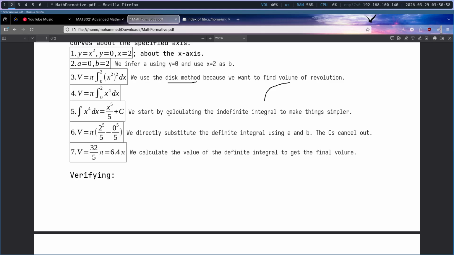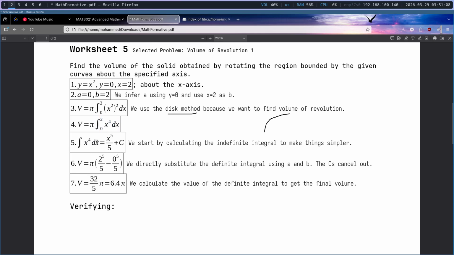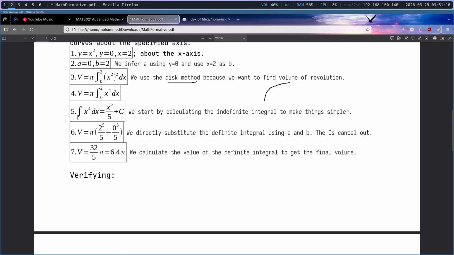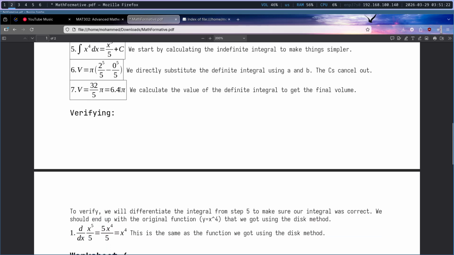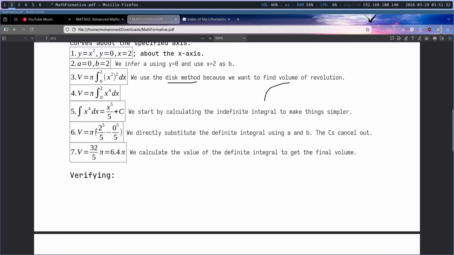So now all we have to do is find this integral and multiply it by pi. This integral is simple to find, at least the indefinite version. We know it is x to the 5 over 5 plus c, and now we can find the definite one by just plugging it into this. This is with b plugged in, and this is with a plugged in. The c's cancel out because in here it's plus and in here it's minus, and what remains is just this.